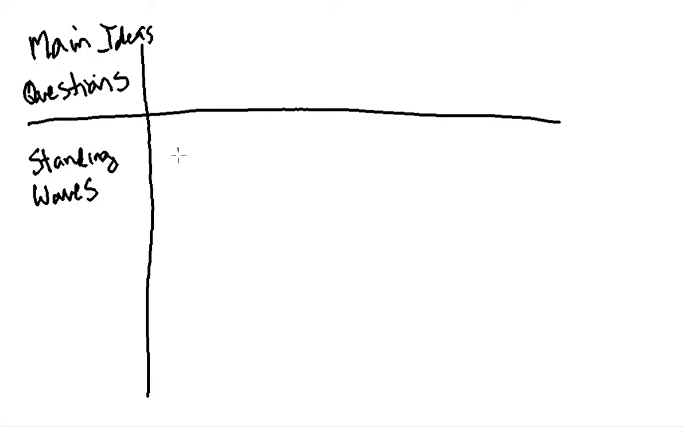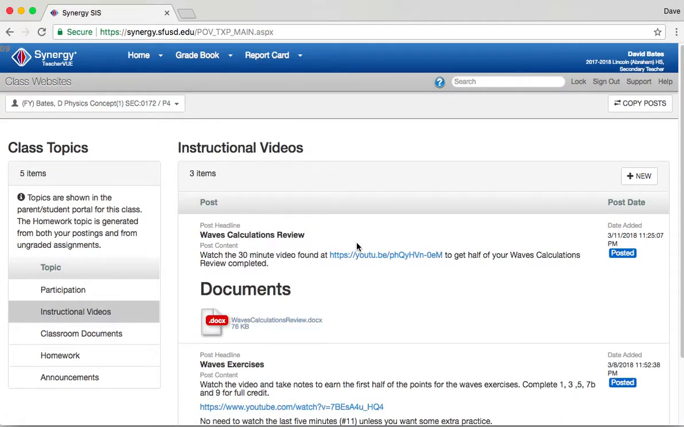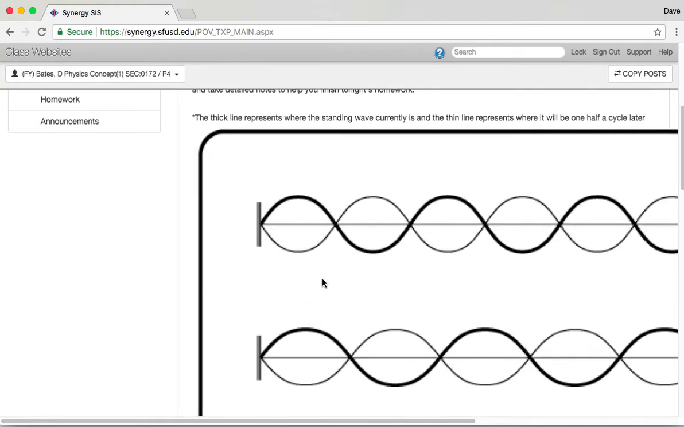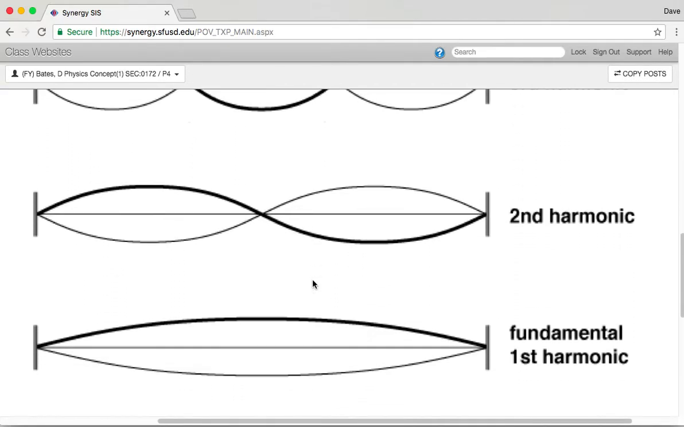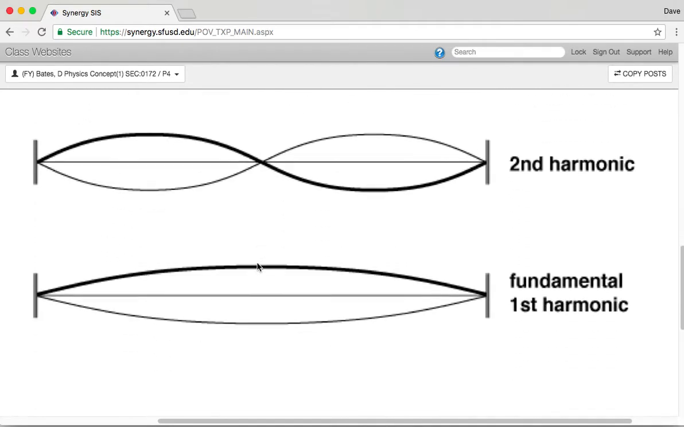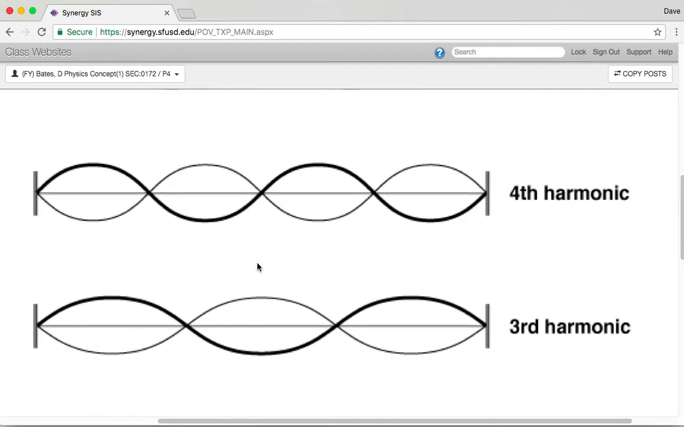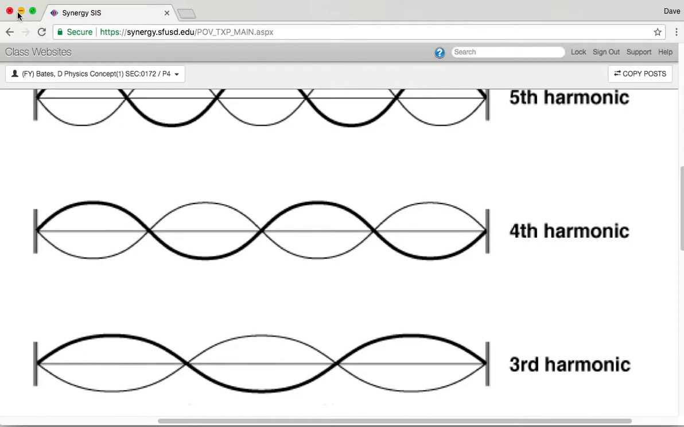So this might be a relatively new term to you. I believe on your do now from, it might have been last Friday, yeah, I think it was, I showed you the first 4 harmonics. That was this picture right here. So the 6th harmonic, the 5th, the 4th, the 3rd, the 2nd, the 1st. So you're just going to have to draw one of these 4 right here. So pretty much this is one of the 3 points that you're going to have to do for that.